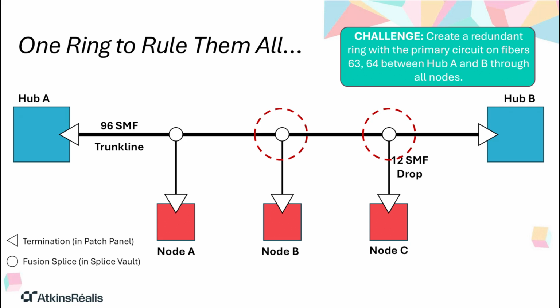That builds out the primary path, that sort of daisy chain connection along fibers 63 and 64. But that's just the primary path. We still need the redundancy, the ring. How do we close the loop and add the backup?